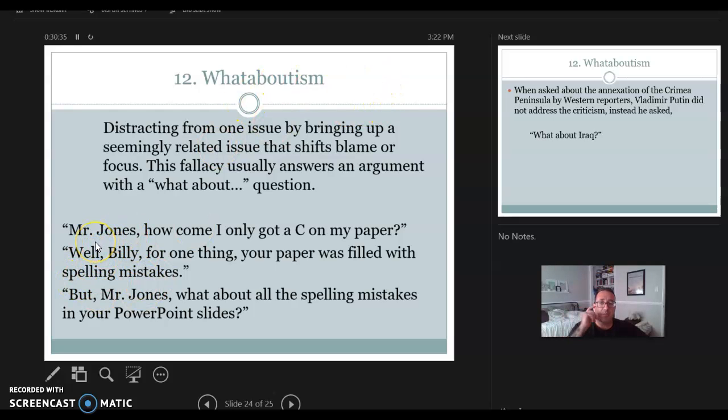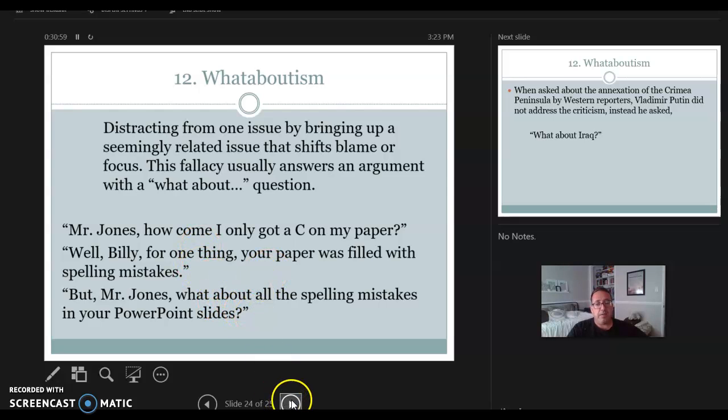So for example, Mr. Jones, how come I only got a C on my paper? Well, Billy, for one thing, your paper was filled with spelling mistakes. But Mr. Jones, what about all the spelling mistakes in your PowerPoint slides? See, what about that? Trying to shift the blame as though my own spelling mistakes had some kind of relevance to the grade that Billy got for his paper that was filled with spelling mistakes, right?